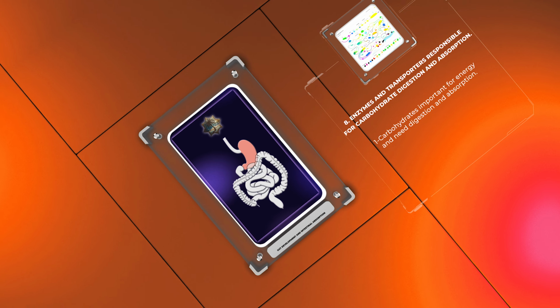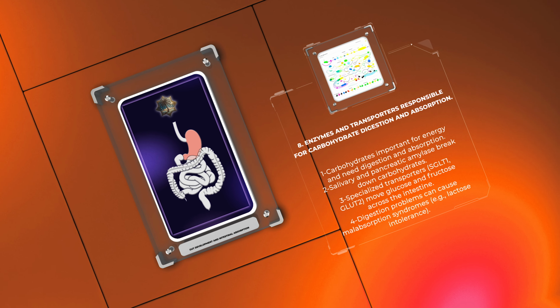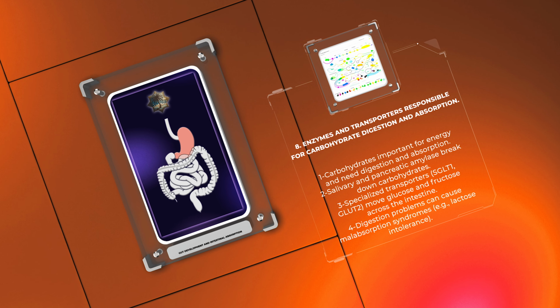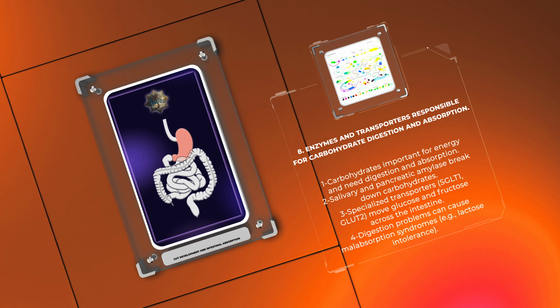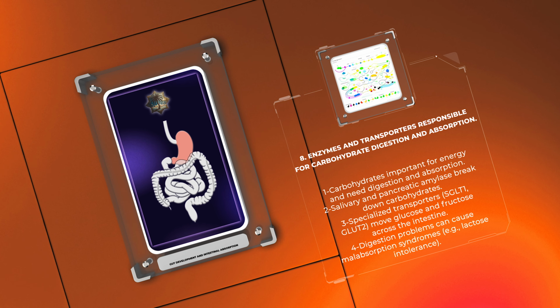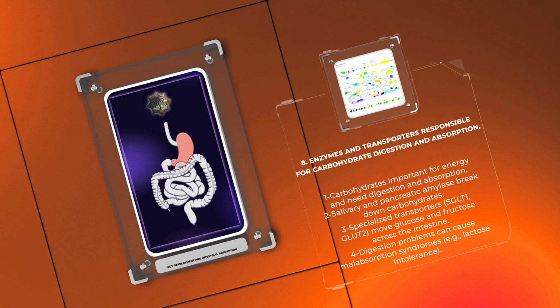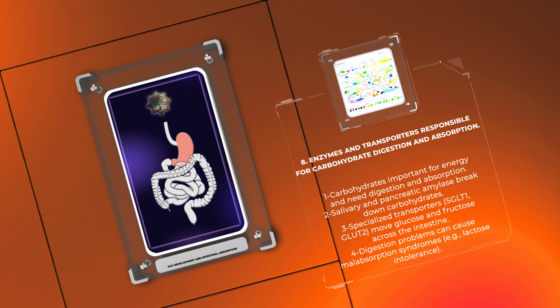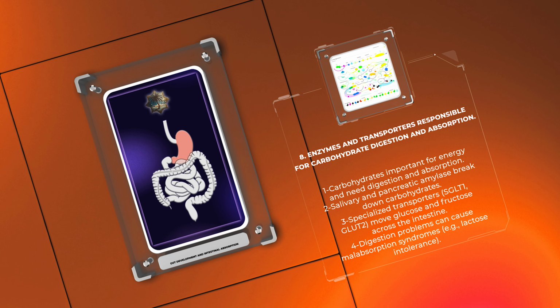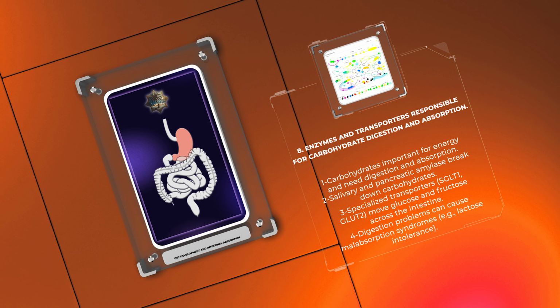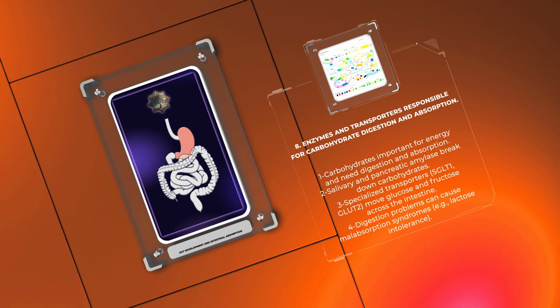Carbohydrates are important for energy and need to be digested and absorbed. Salivary and pancreatic amylase break them down. Specialized transporters like SGLT1 and GLUT2 help move glucose and fructose across the intestine. Problems with digestion can cause malabsorption syndromes, like lactose intolerance. This knowledge helps us understand nutrition and digestive disorders.